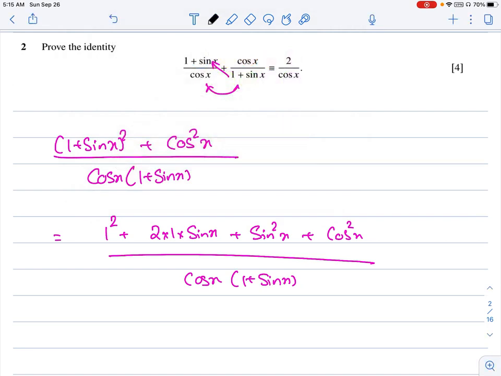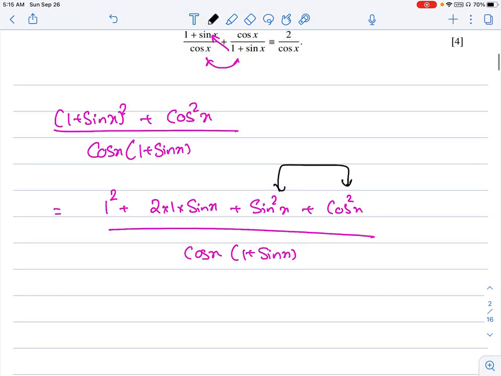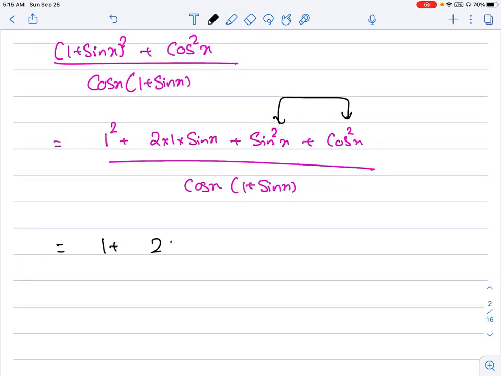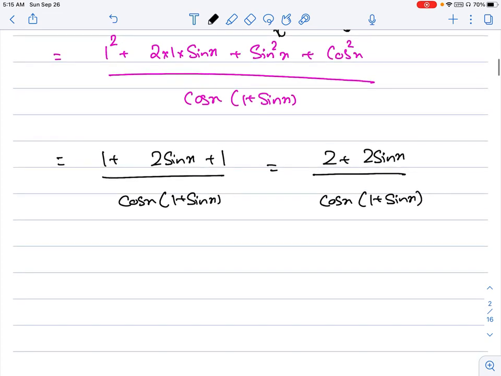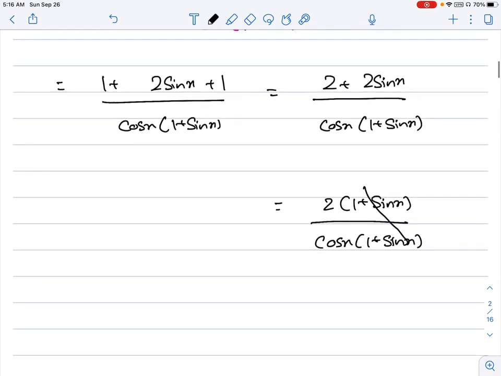Now cos square x plus sin square x is nothing but 1. So it is 1 plus 2 sin x plus 1 divided by cos x times 1 plus sin x, which becomes 2 plus 2 sin x upon cos x times 1 plus sin x. Take 2 common: 2 times (1 plus sin x) upon cos x times (1 plus sin x). The 1 plus sin x cancels, and I am left with 2 upon cos x. That's the answer.